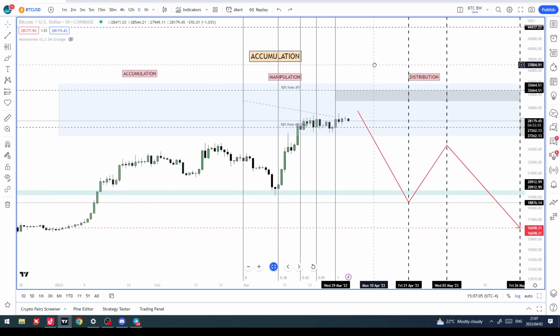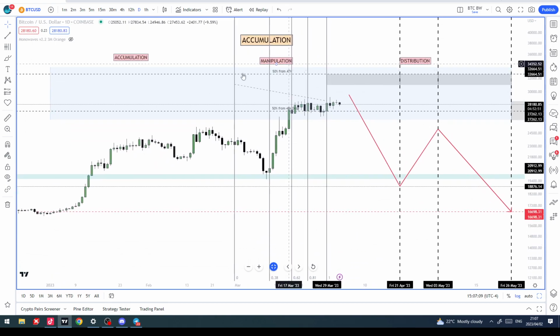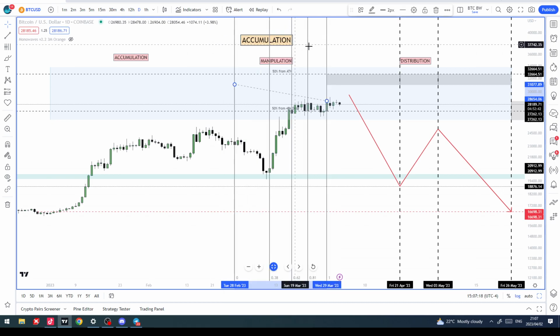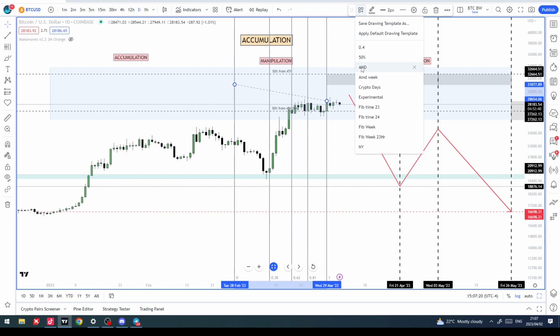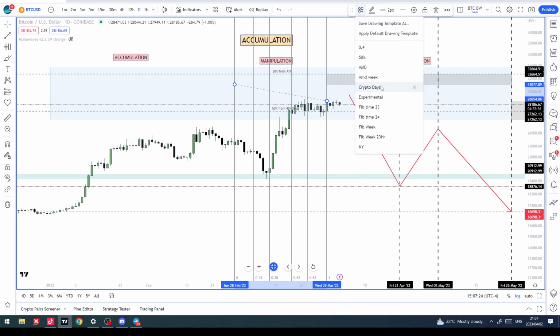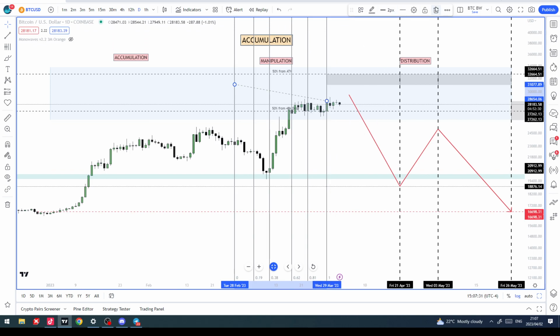Now if you're looking for how to do this, I think I dropped the fibs in the Discord. It's quite simple. This is for crypto, so let's use this one. Let's change it up a bit. Crypto days. Let's do it this way rather. Let's use a GANN box.